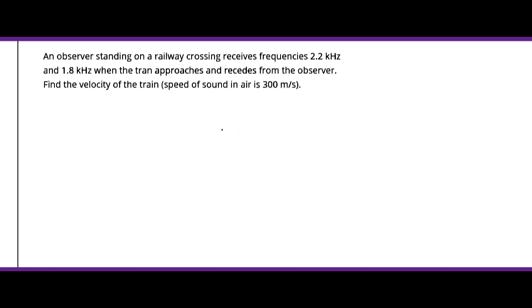Now, what is the question? There is a stationary observer standing at a railway crossing. When the train is approaching towards it, it hears the frequency 2.2 kHz, and when the train leaves, it hears the frequency 1.8 kHz. So we need to find the velocity of the train. So this is the question.